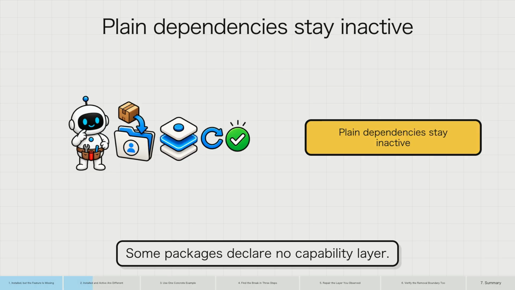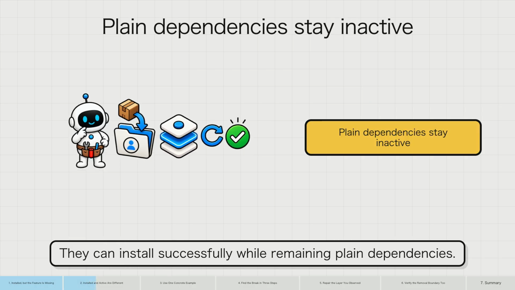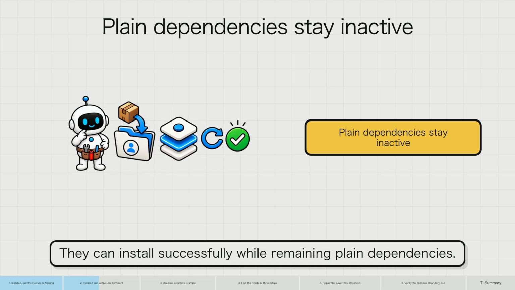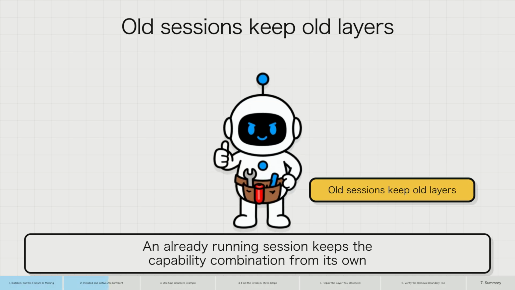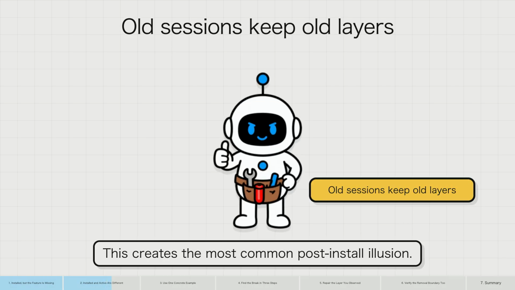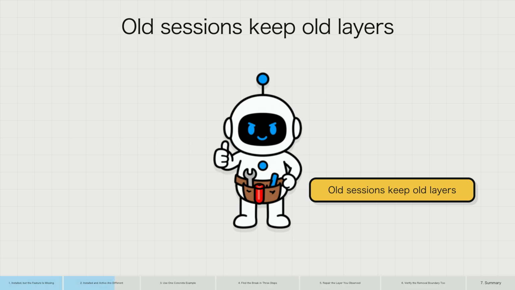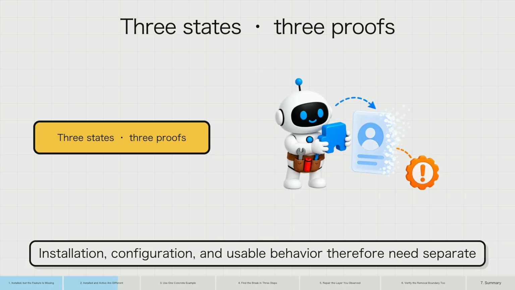Some packages declare no capability layer. They can install successfully while remaining plain dependencies. A package with a capability layer joins that profile's ordered layer list. An already running session keeps the capability combination from its own startup. This creates the most common post-install illusion. Installation, configuration, and usable behavior therefore need separate evidence.